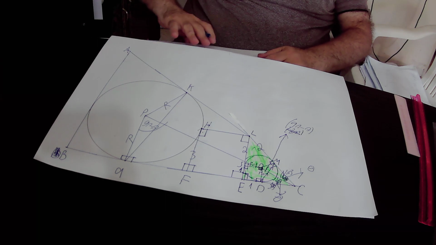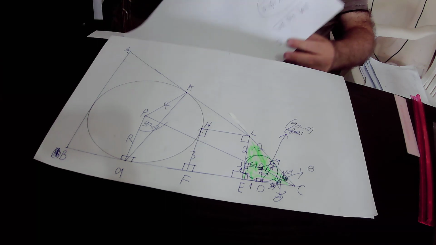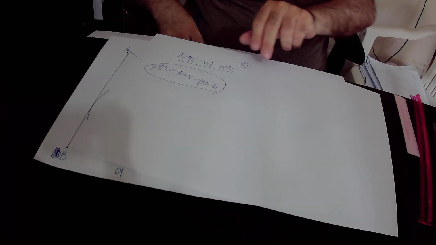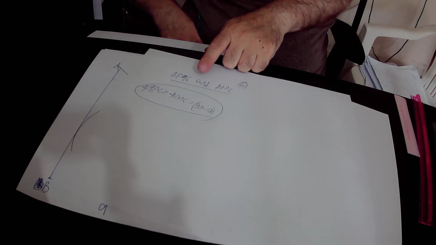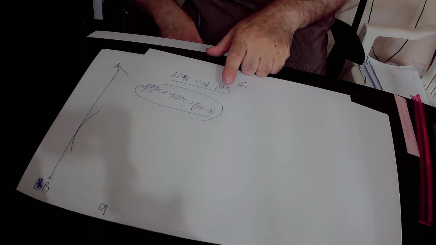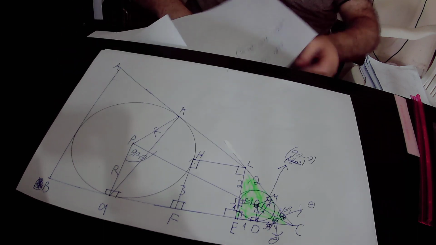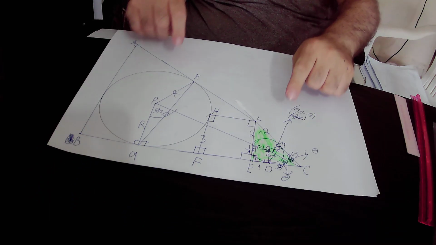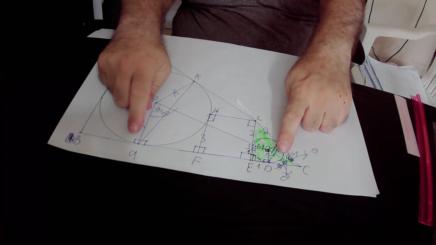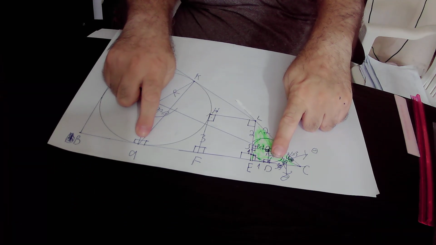Angle QPC is equal to angle DOC. They are both equal to 90 degrees minus theta, therefore they are equal to each other. In addition, those two angles are both equal to 90 degrees, therefore they are equal to each other.